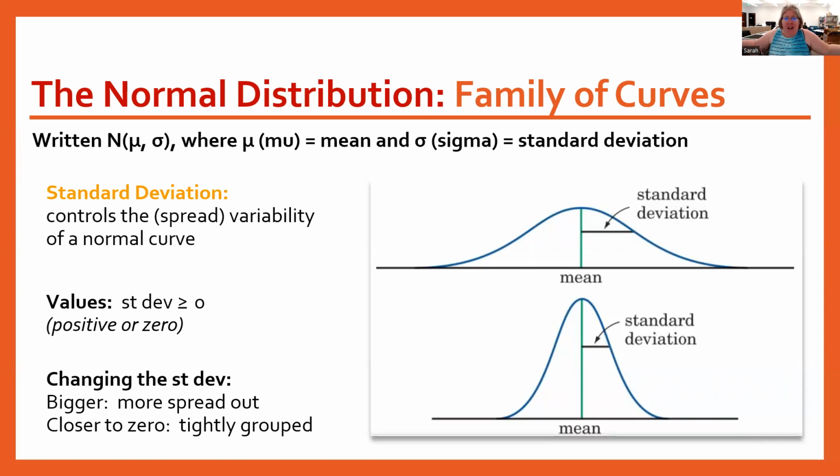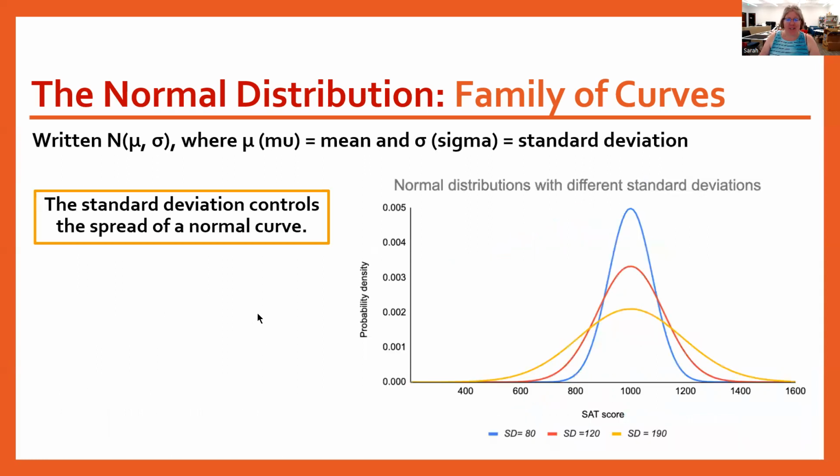So if we're going to spread it out, that means the top has to come down quite a bit. If the standard deviation is smaller, if it's close to 0, that means it's going to be really tightly clustered. We call that consistent. And that means the peak is going to be taller there.